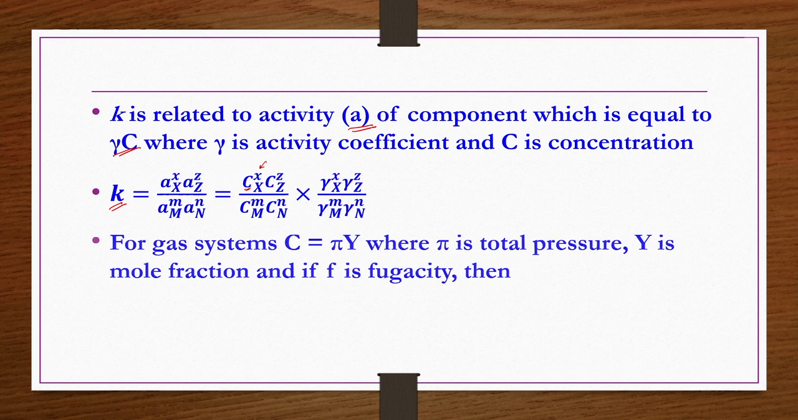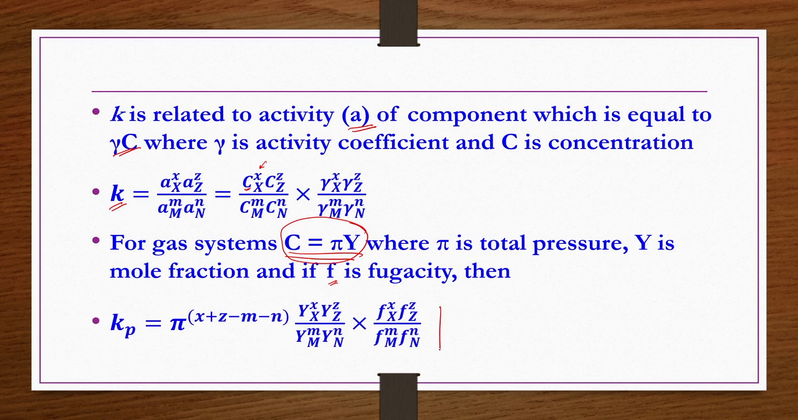Now, this is in general, but if the system is a gaseous system, then the concentration is nothing but the product of the total pressure multiplied by the mole fraction of that component. So, we indicate total pressure by pi, and mole fraction by capital Y. And this gamma is in general for liquid systems, but if it is a gaseous system, then fugacity will come into the picture. Fugacity also indicates how non-ideal a gas is, and you can get that indication from the fugacity coefficient. So, for a gaseous system, in the same equation, in place of C you write pi multiplied by y, and replace gamma by f. This is for the gaseous system.